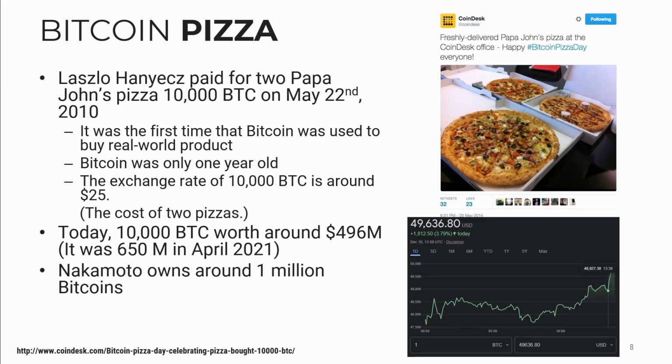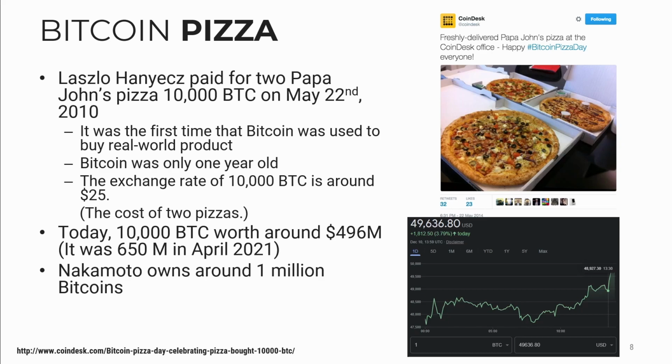Today you have thousands and thousands of coins. You can even create your own coin following a YouTube video in a few hours. But Bitcoin is still the most important one. It is also the first one. In 2010, Bitcoin was used to buy pizzas. At the time, Laszlo Hanyecz bought 2 pizzas for 10,000 BTC. That is around $25, which is the price of 2 pizzas.